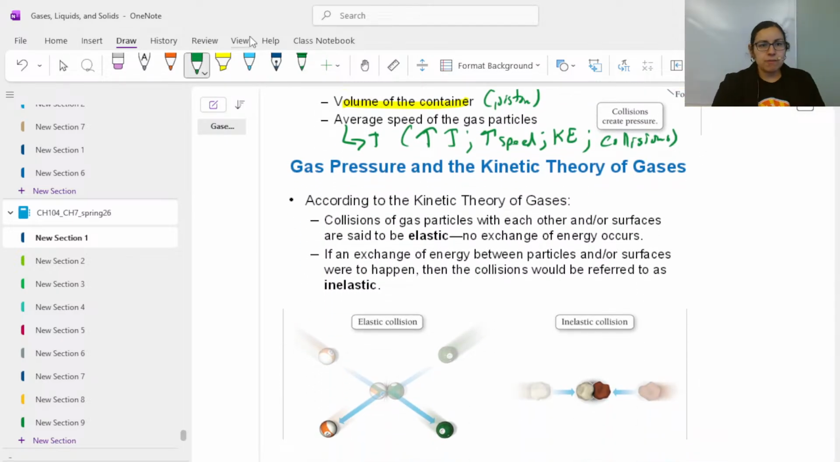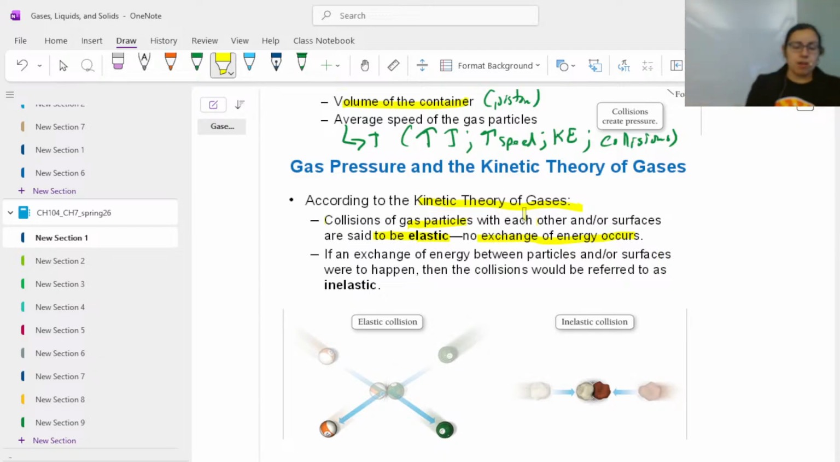And then just re-emphasizing that we're not taking into account any other forces, that we're just treating it as the ideal gas law. And so according to our kinetic theory of gases, this is over-idealized. So right now we're assuming that our gas particles have perfectly elastic collisions, so no energy exchange occurs either.